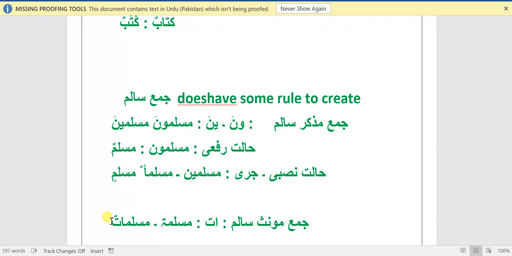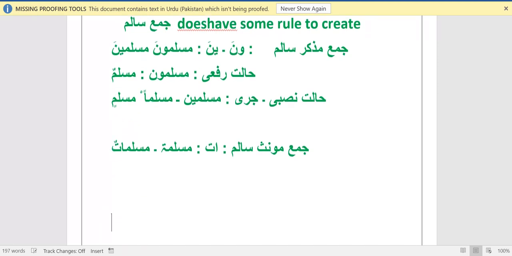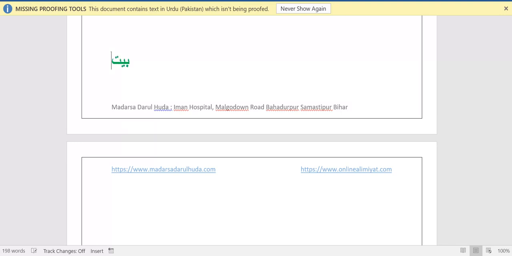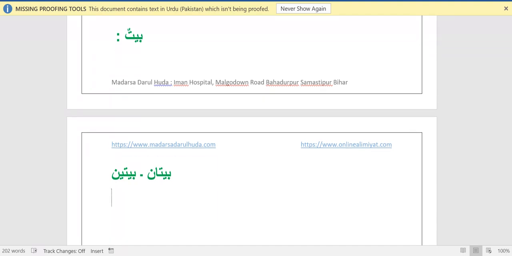Now the one question that rises here is how one can understand which Jama falls in the category of Jama Mukassar or Jama Salim. For instance, say Baitun. Baitun is a Wahid word. For Tasniya it's okay, we can say Baitani or Baitaini. But if we want to make Jama, to say more than two houses, can we make Jama like Baituna or Baitina?